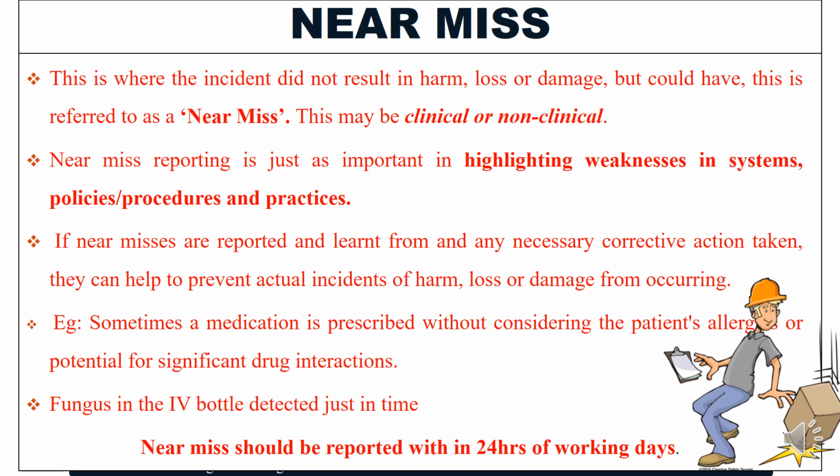Or otherwise, another example is fungus in the IV bottle detected just in time. Nothing happened to the patient, but there is a fungus in the IV bottle that the nurse has just missed. Okay, so this type of incident is known as near miss. A near miss should be reported within 24 hours of working days.